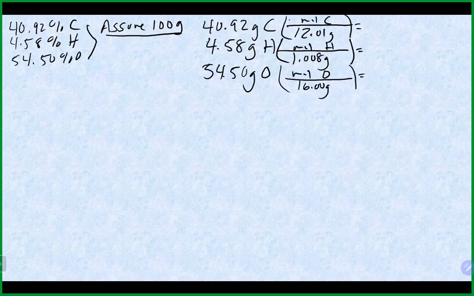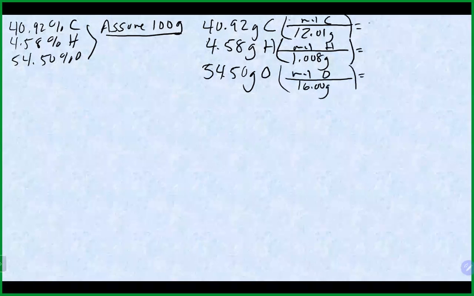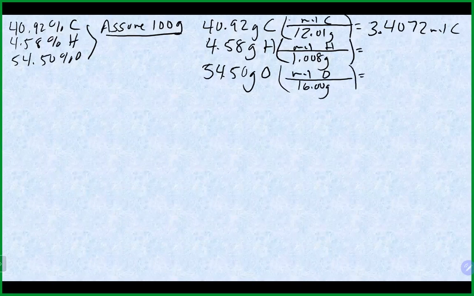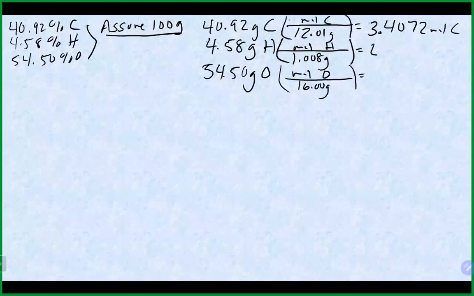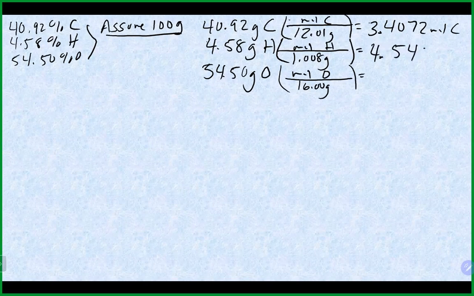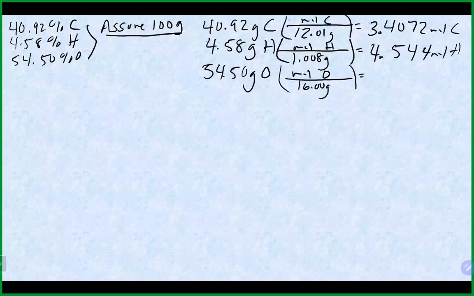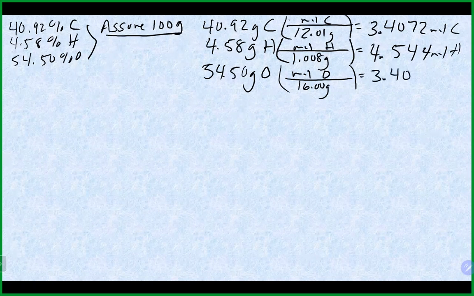So that's going to give us 40.92 divided by 12.01, going to get us 3.4072 moles of carbon. 4.58 divided by 1.008, going to give us 4.544 moles of hydrogen. And 54.5 divided by 16, going to give us 3.4063 moles of oxygen. Feel like I shorted a number there on the second one.